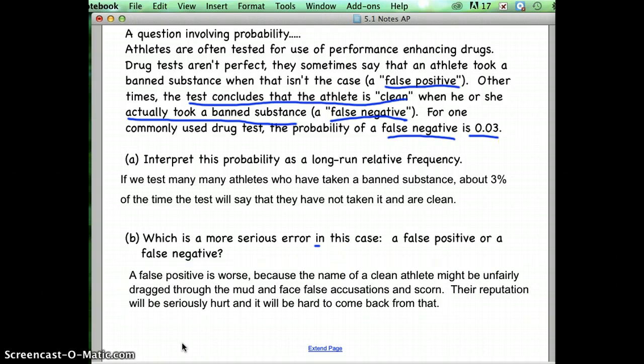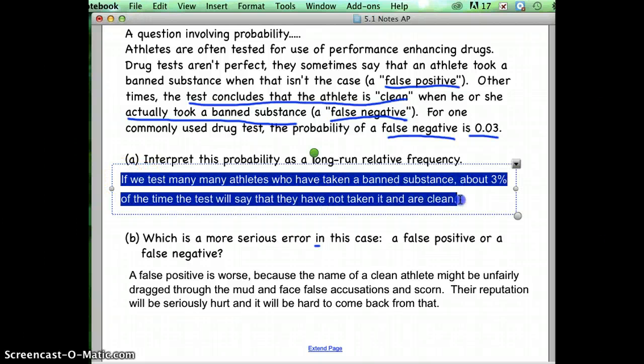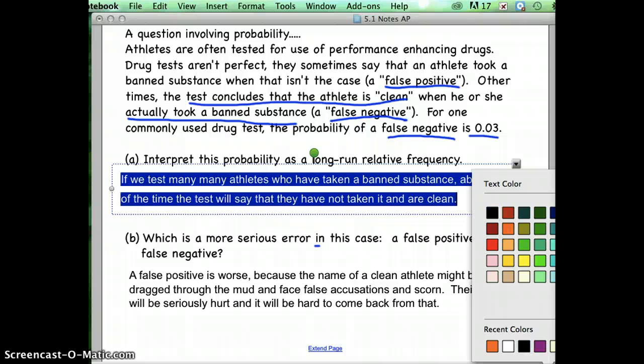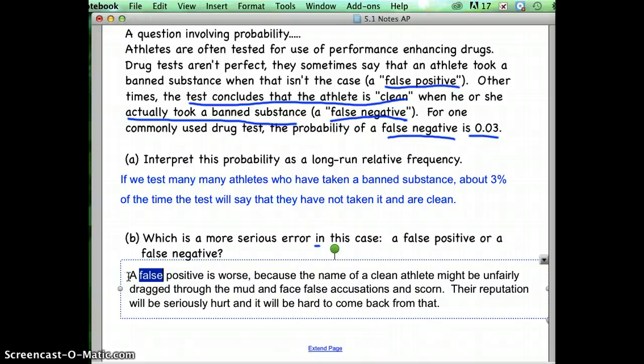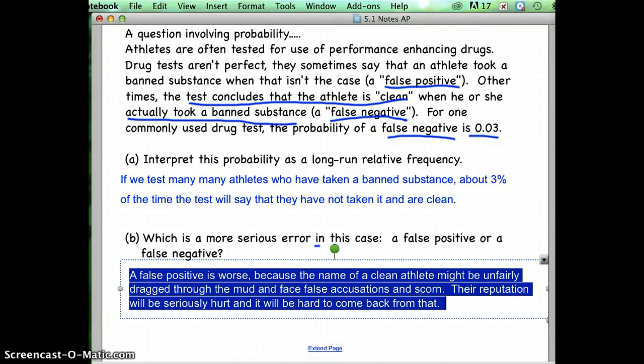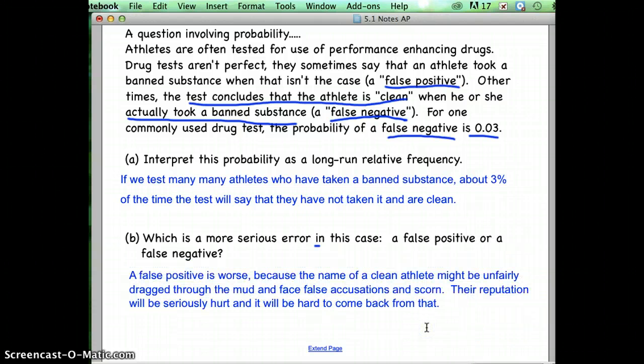Now, every scenario is different. If we were talking about jail, murder, or something like that, is it worse to be put in jail for something you didn't do, or is it worse that someone who did commit the crime got away scot-free? Sometimes both are really bad. Okay, next thing.